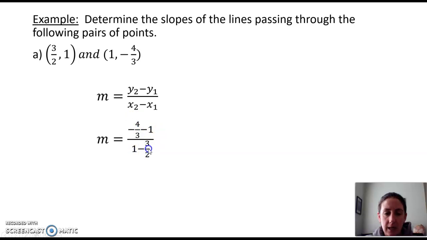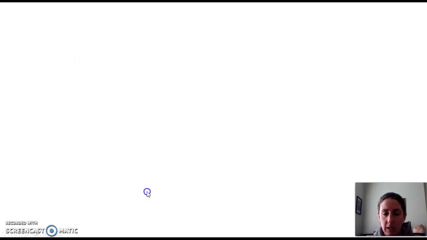In order to subtract this and this, first of all, these 1's need to be fractions, but they need to be fractions with a common denominator. So I get negative 4 thirds minus 3 thirds, right? 3 over 3 is 1. And 2 over 2, which is 1, minus 3 halves. Once the denominators are the same, you can subtract their numerators over that denominator. So negative 4 minus 3, 2 minus 3, gives us negative 7 thirds over negative 1 half.